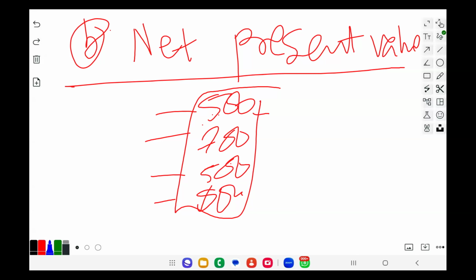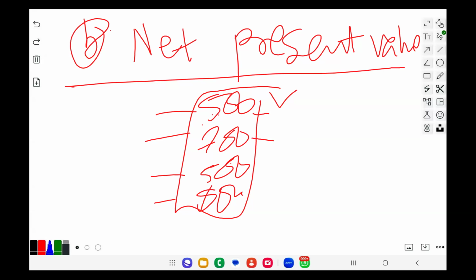Therefore, it is very important that when we are doing the analysis, we question the value of 500, which is coming 2 years from now. What is its value now, as of now? How much is it?